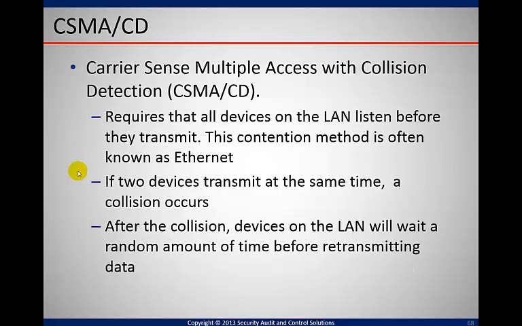Now, when we look at the latter one, carrier sense multiple access with collision detection requires that all devices on the LAN listen before they transmit. This contention method is also known as Ethernet. If 2 devices transmit at the same time, a collision will occur. After the collision, devices on the LAN will wait for a random amount of time before retransmitting data.